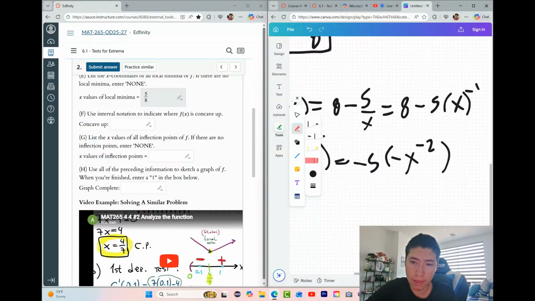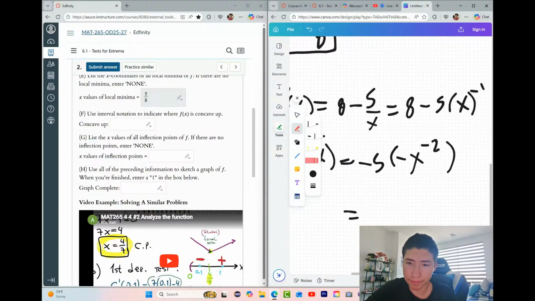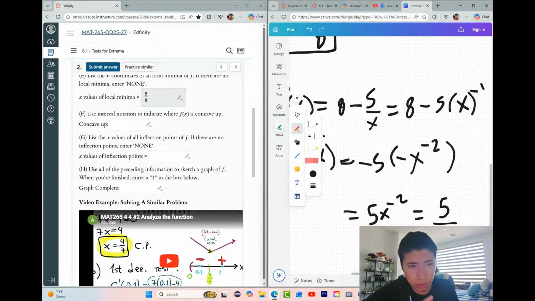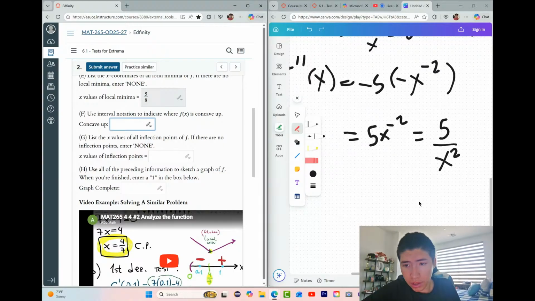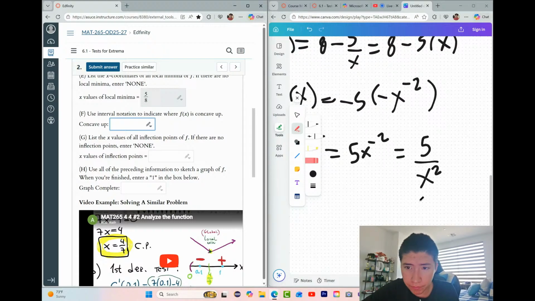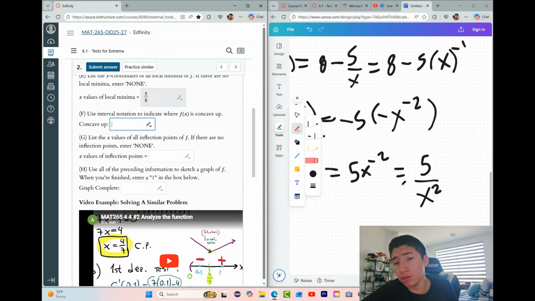Equals 5x to the power of negative 2, and then 5 over x squared. I think that's right. And then, okay, I'm sorry, that's the second derivative.